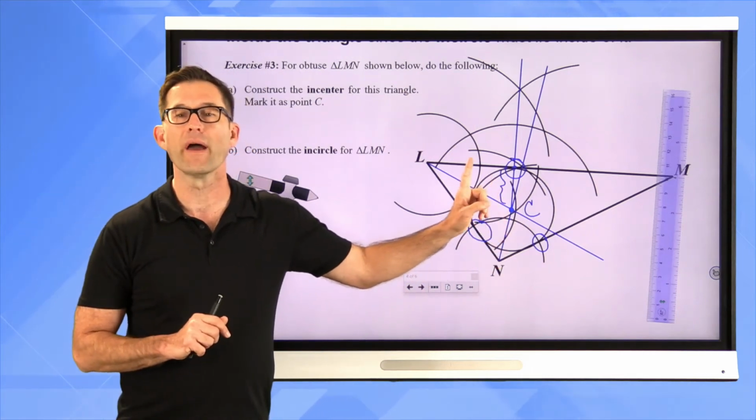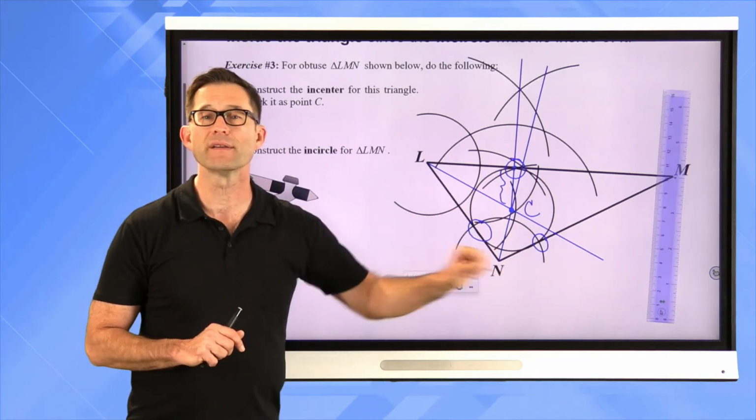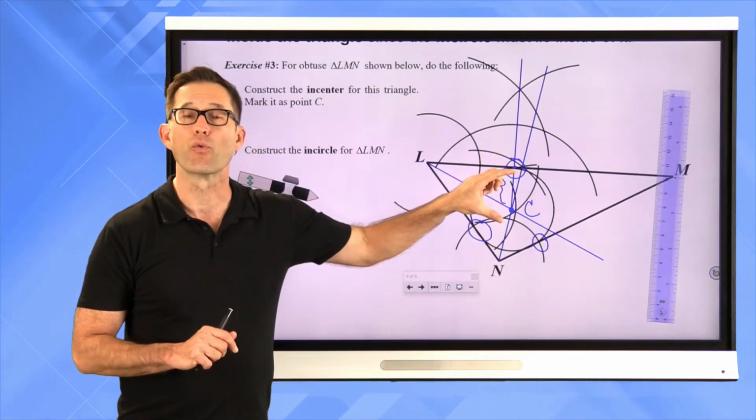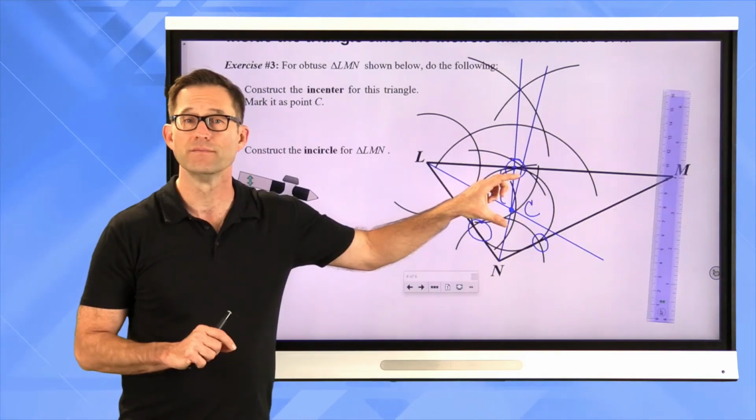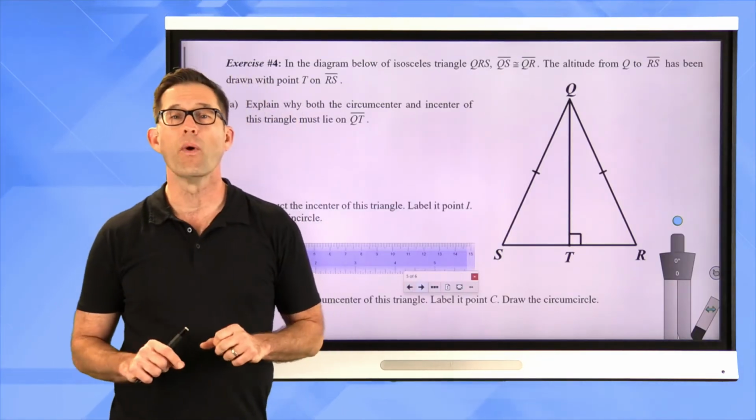Then having to draw a perpendicular from that point to one of the three sides of the triangle to establish the radius of our incircle. Lots of ins here. All right, let's take a look at one last problem.